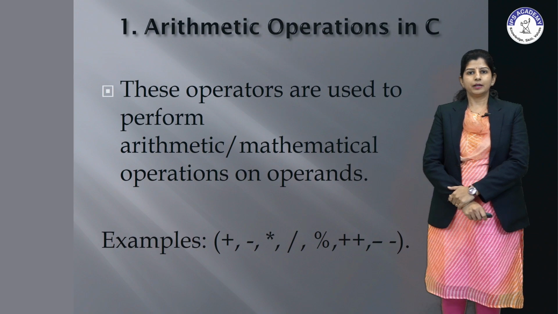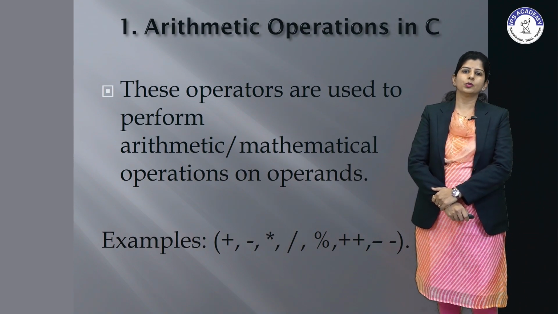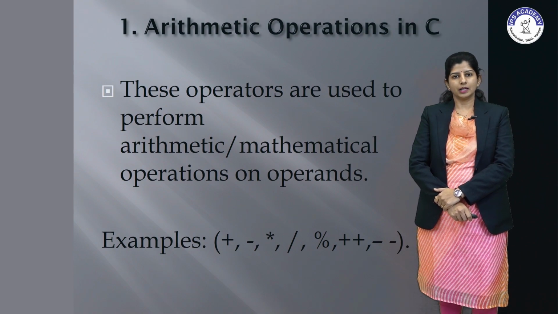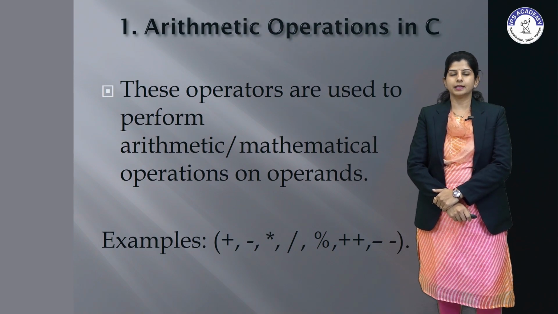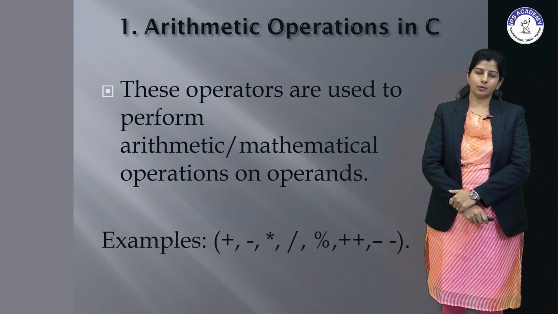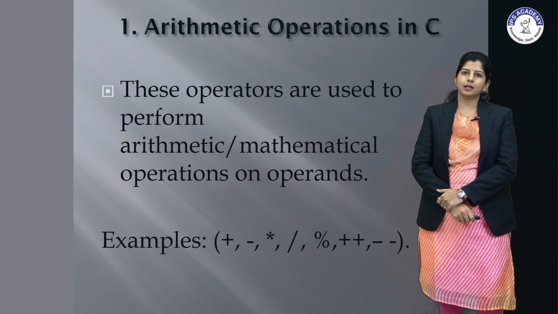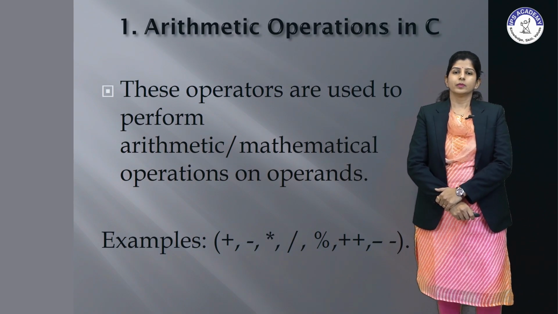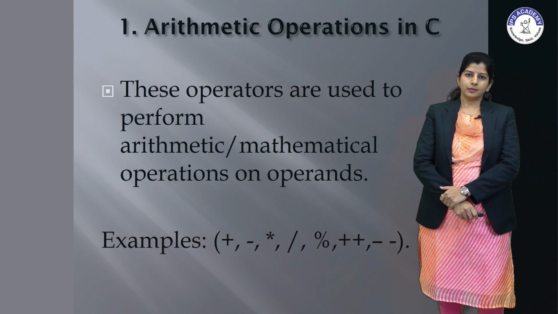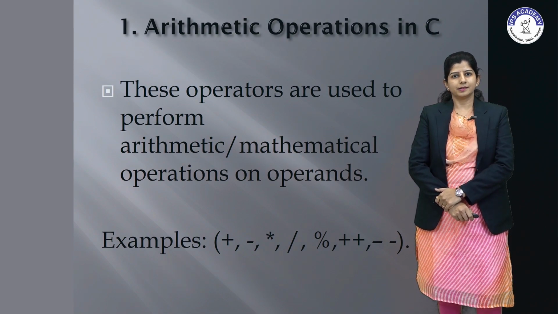Now we have to discuss our first operator, and a very useful operator we use in the C programming language, that is the arithmetic operator in C. How do we perform arithmetic operations in C, and what are arithmetic operations? Basically, we have to perform some mathematical operations on variables in C programming, such as addition, subtraction, multiplication, and division.